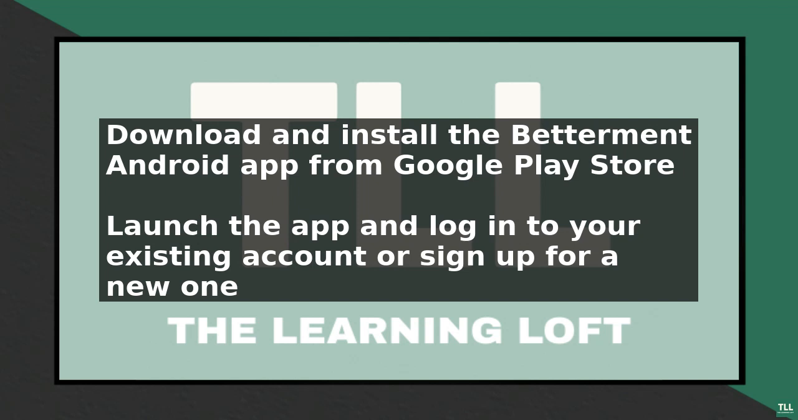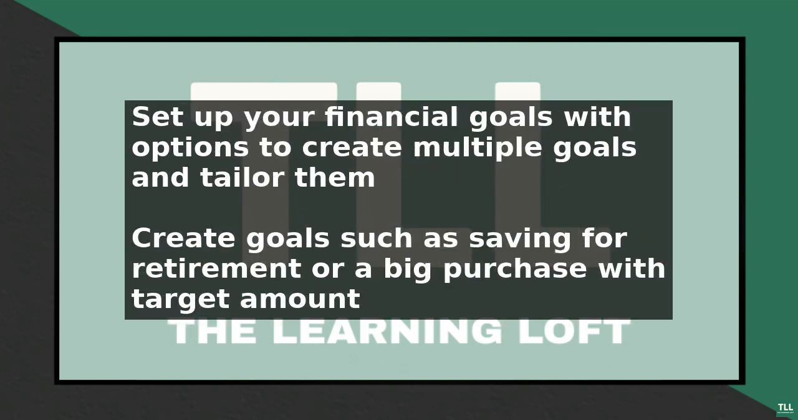The first step is to set up your financial goals. The app allows you to create multiple goals, such as saving for retirement, a down payment on a house, or a big purchase. Each goal can be tailored to your individual needs, with options to set a target amount, time frame, and risk level. Next, you will need to fund your account.